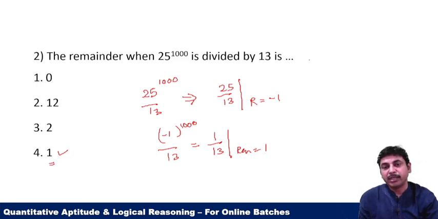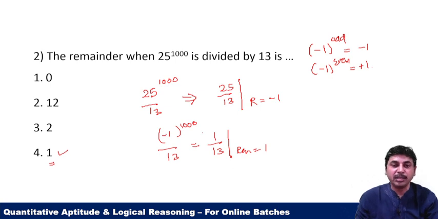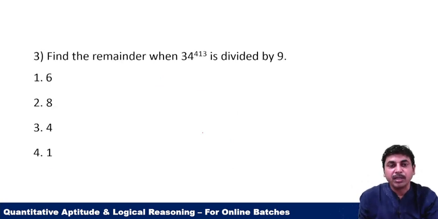So always remember, my dear friends, minus 1 raised to odd is always minus 1, and minus 1 raised to an even number is always plus 1. That is important while solving these questions. Now find the remainder when 34 raised to 413 is divided by 9. Now there is a little change here. 34 raised to 413 divided by 9.